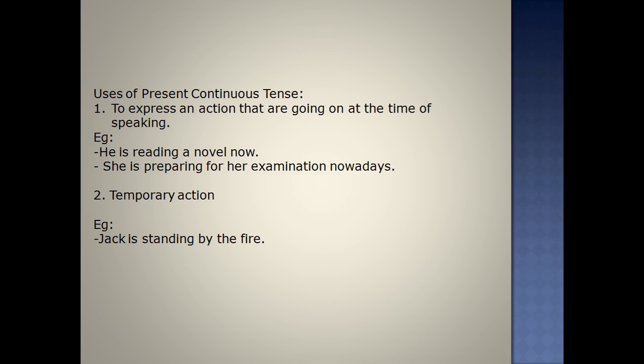Next use is temporary action. When we know that the action is temporary, we can use the present continuous tense. For example, Jack is standing by the fire. So in this example, we see that it is his temporary action. Might be he won't be standing by a fire after a few minutes. So here we understand that this action is temporary and we are going to use the present continuous tense.